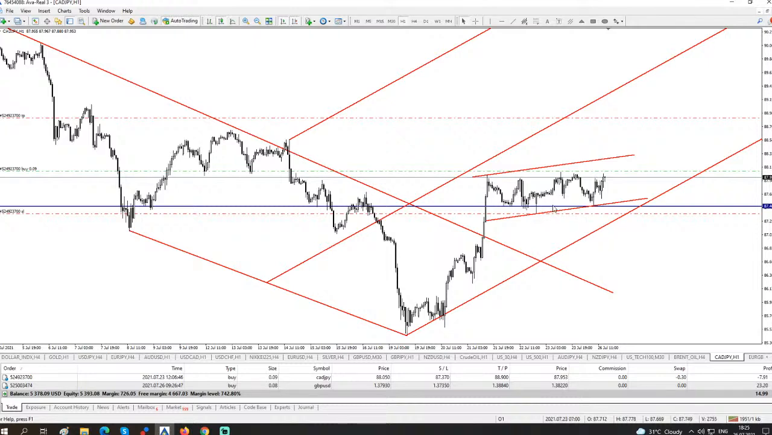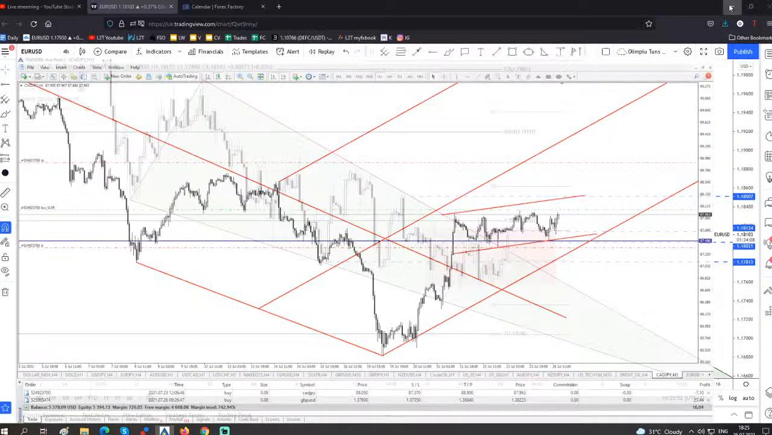We have an important static support around this level, 87.48. Yeah, so this trade could still be a good one. The setup is still valid, and the pair could resume its growth. A breakout above these former highs will signal and activate the potential for further growth.